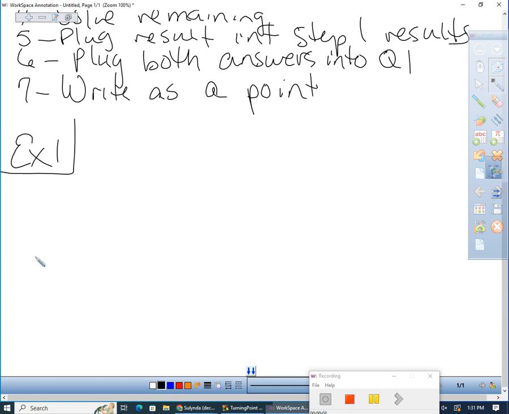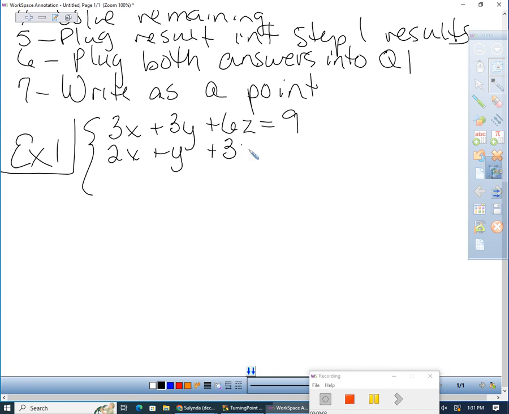So here we go. Let's do 3x plus 3y plus 6z equals 9. Then we're going to do 2x plus y plus 3z equals 7. And our last equation is x plus 2y minus z equals negative 10.